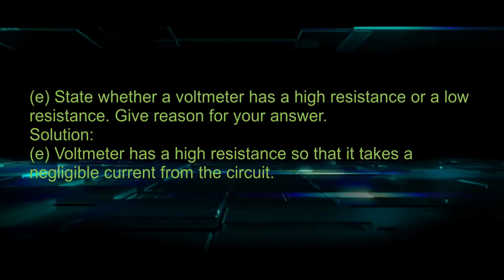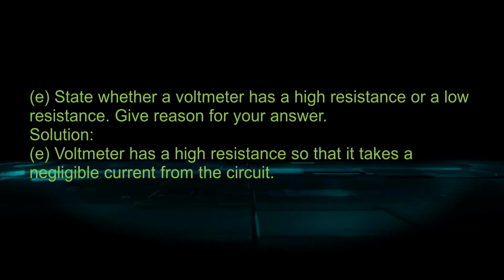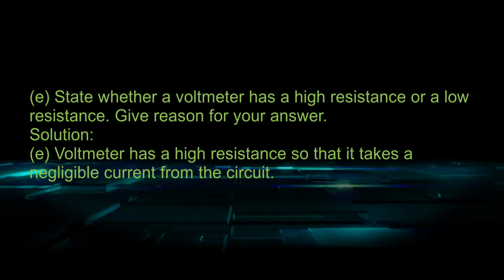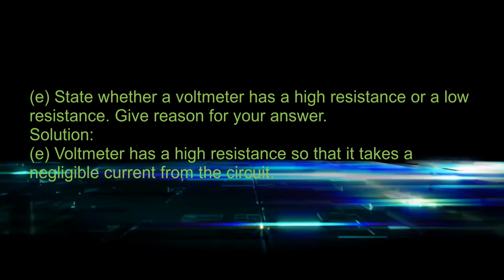E. State whether a voltmeter has a high resistance or a low resistance. Give reason for your answer. Solution. E. Voltmeter has a high resistance so that it takes a negligible current from the circuit.